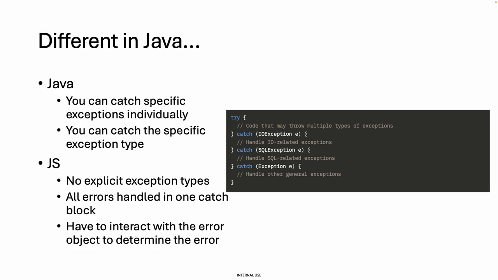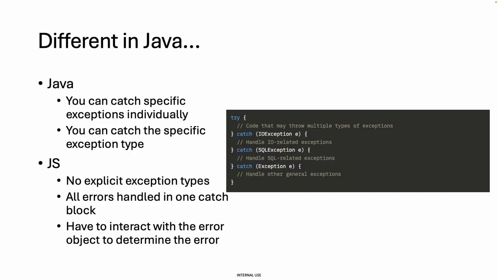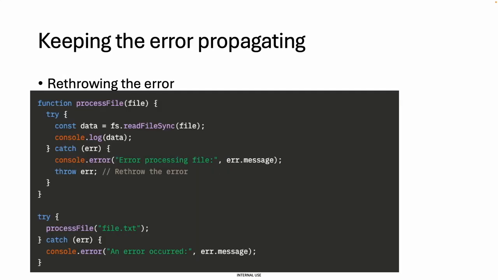In JS, there's no explicit exception type. So you can't say, oh, I'm going to catch a SQL exception. All errors are handled just in one catch block, and you have to interact with the error object to determine the error. So the error object is the argument in that parentheses of the catch block, the ERR. So you have to interact with that to kind of see what the error is. It's not a bad way to do it. I just prefer it in Java because of the specificity of it.